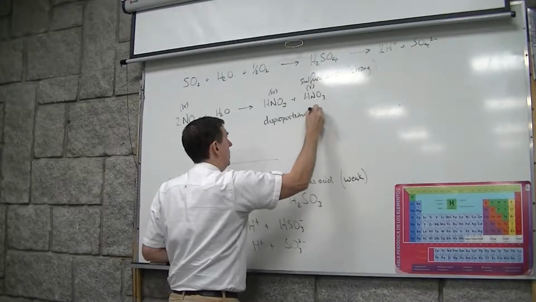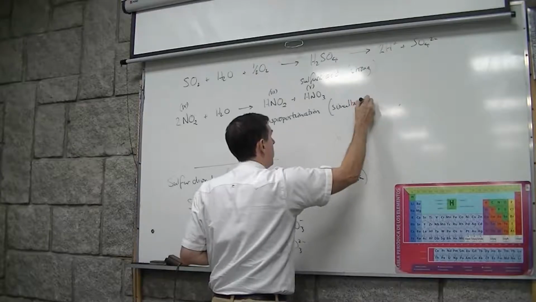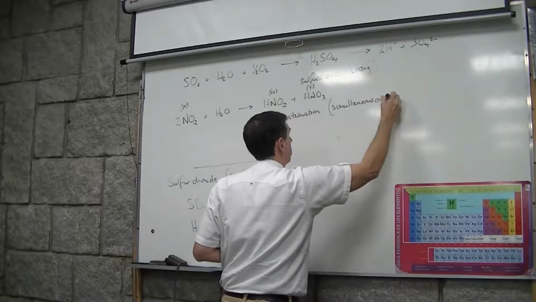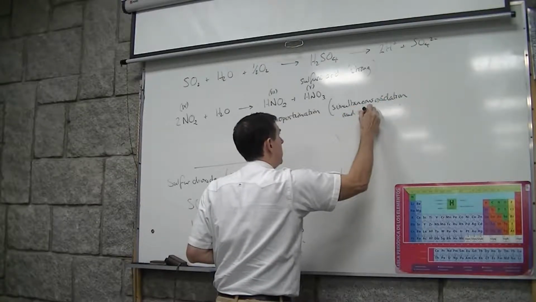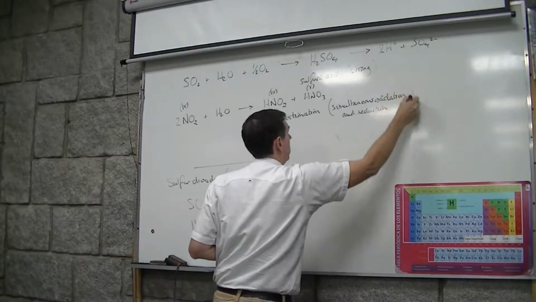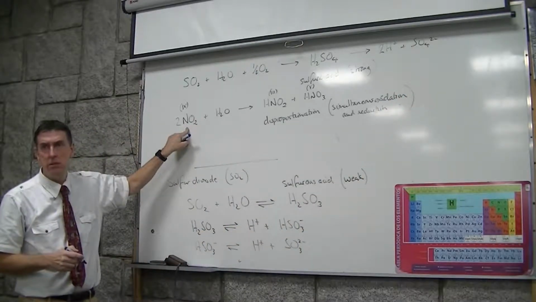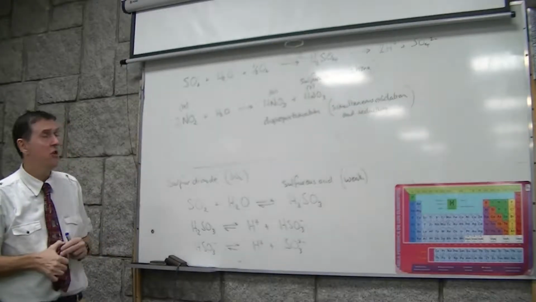Disproportionation. Simultaneous oxidation and reduction of the same species. This one species both gets oxidized and reduced in this process. But what we get here is nitric acid, which is a strong acid.